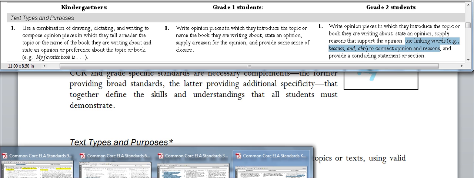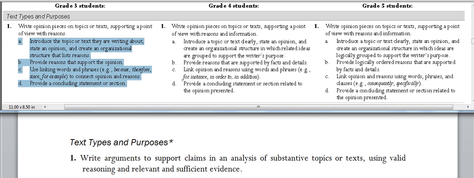Moving then to grade level 3, you'll notice when you look on page 28 of your standards to grade levels 3, 4, and 5, that the standard is immediately broken down into specific criteria, A, B, C, and D. So you know that the state is expecting more from children at this level. The standard states for grade level 3, children write opinion pieces on topics or texts supporting a point of view with reasons. Let's look specifically at A.